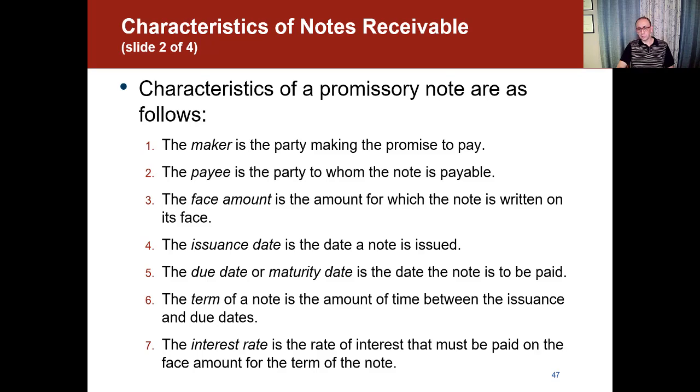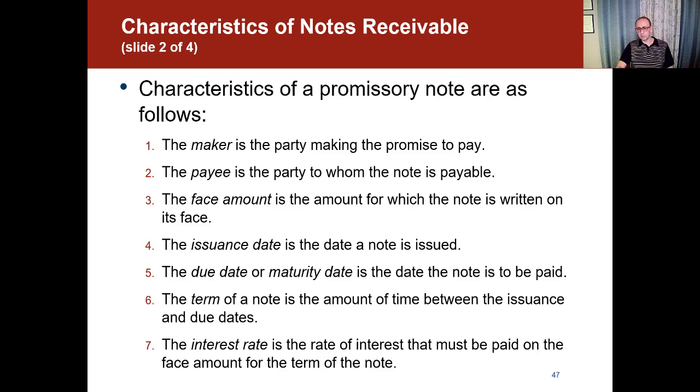The due date or maturity date is the date the note has to be paid, and the term of the note is the amount of time between the issuance and the due date, so like the length of the note. Let's say it was issued January 1st, 2010, and it's going to be due on December 31st, 2015. So that's the term of the note.